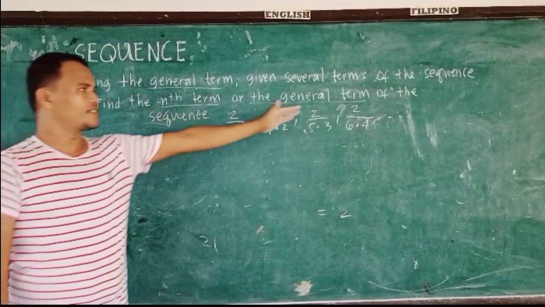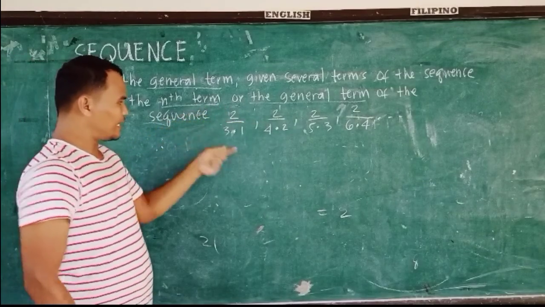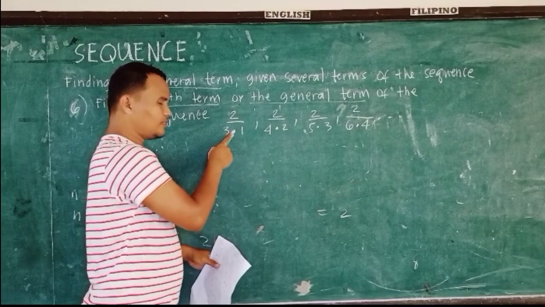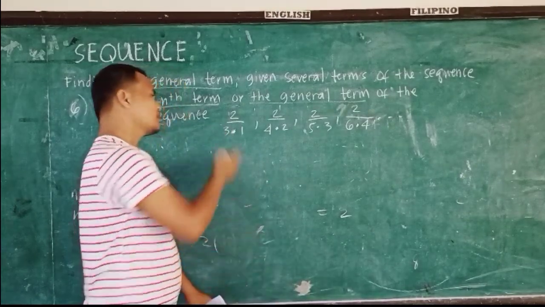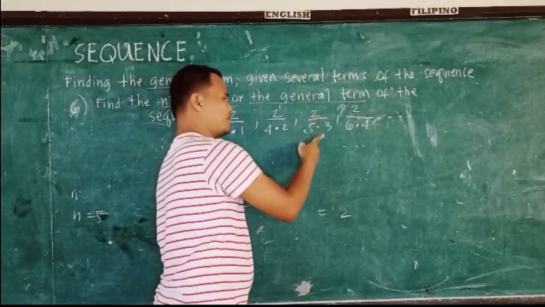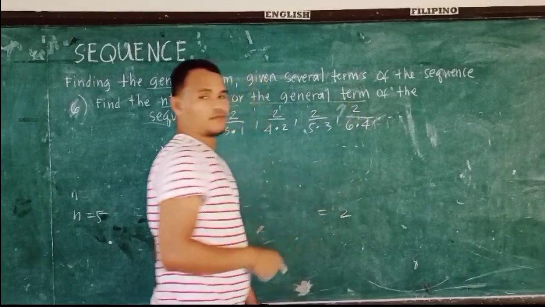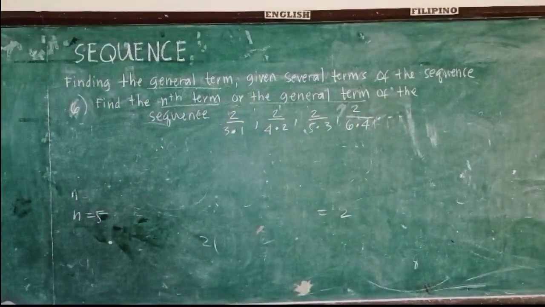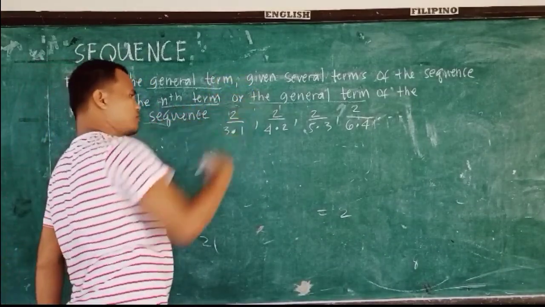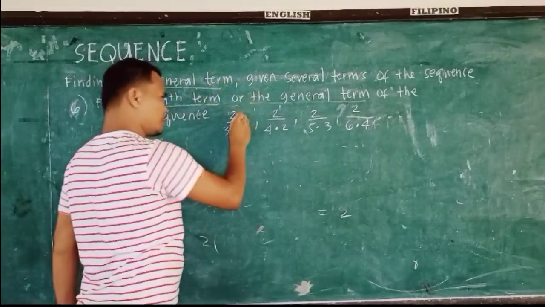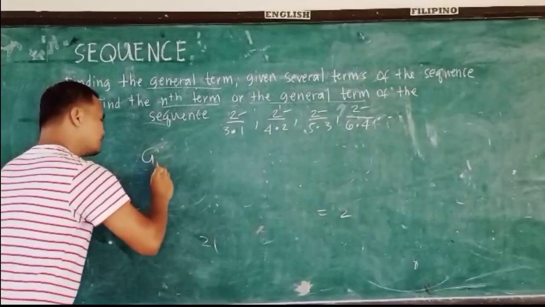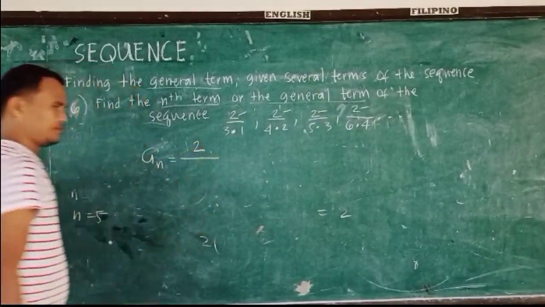Another example, number 6. Find the n-th term, or the general term, of the sequence 2 over 3 times 1. So in algebra, the data is sometimes a multiplication. So 2 over 3 times 1, then 2 over 4 times 2, 2 over 5 times 3, then 2 over 6 times 4. Now what is the pattern? Here the first term is 2 over 3 times 1. And the second term is 2 over 4 times 2. So as you observe, the numerator again is constant, which is 2. So we can say that a sub n equals 2 over.